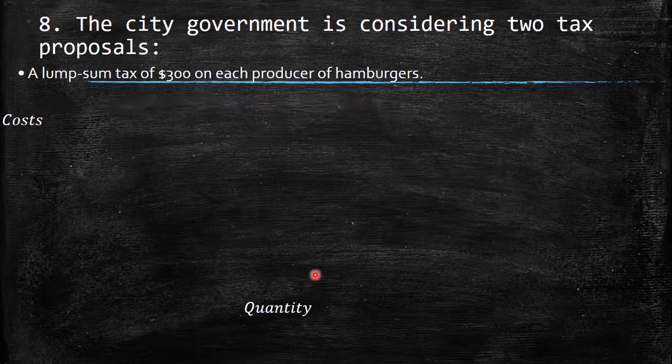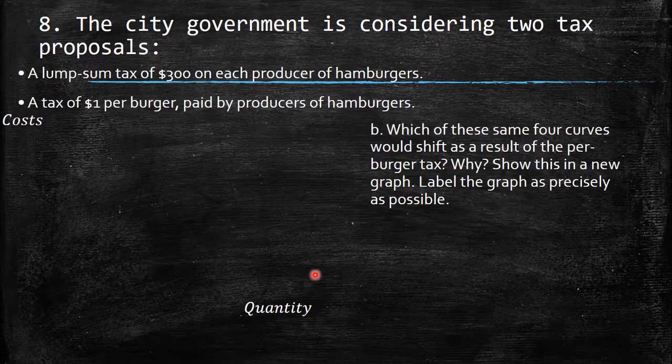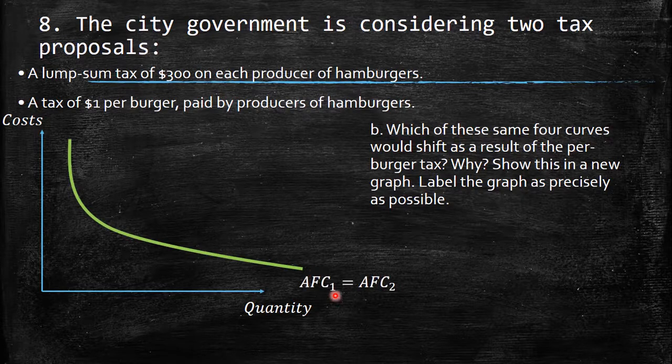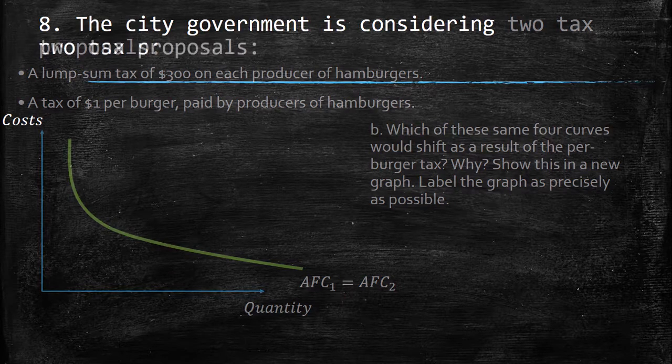The other part of this point is about the same curves, but we need to do it for the other one, the tax of $1 per burger. So remember, at this time we're going to move the variable cost. So here is going to be this one. The average fixed cost is going to be exactly the same before the tax and after the tax, because the fixed costs won't change at all.